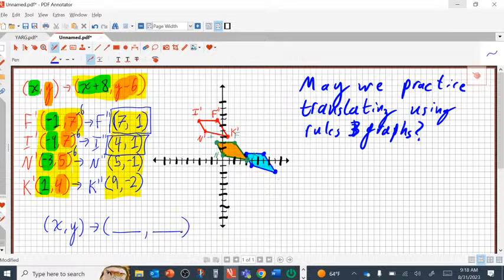X plus 5, y minus 2. Do you have the answer to this yet? Yes. What is it? X plus 5, y minus 2. Okay, very good. Go ahead.